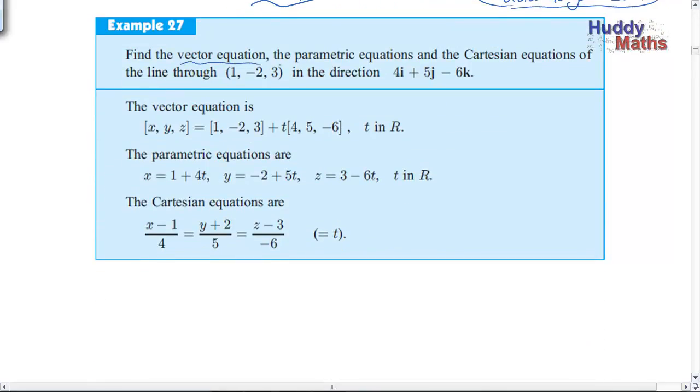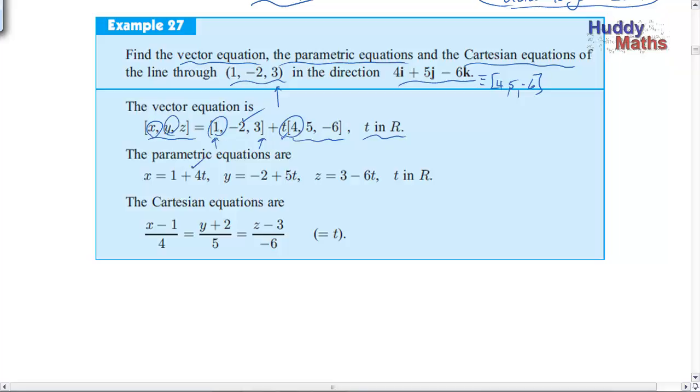Find the vector equation, parametric equations, and the Cartesian equations of the line through this point in the direction of that one. So we'll move out to the point. Okay, so x, y, z, first of all, we'll move out to that point from O. So that's the position vector of that point. So it's got vector symbols here. And then we're going to travel along the line t lots of the direction vector. Just remember here, this is equivalent to component form 4, 5 and -6. Okay, and t is a member of R. Okay, so parametric equations, let's put x is that 1 plus 4t.